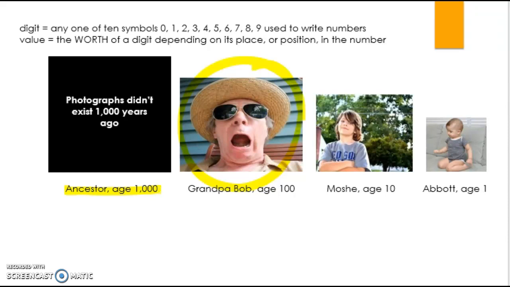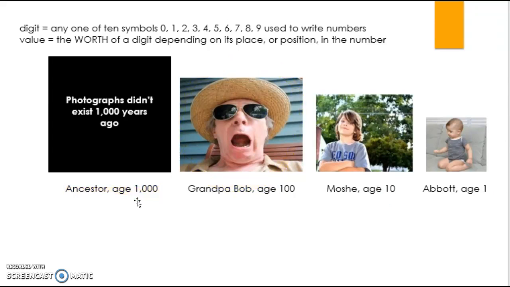You will notice that in each one of these ages, the digit 1 is there. The value of that 1 is determined by its location in the number. In the number 10, the 1 is worth 10. In the number 100, the 1 is worth 100. And in the number 1000, the 1 is worth 1000. That's what we mean when we say that a number has place value. This is the thousands place, and the value of the 1 in that place is 1000.